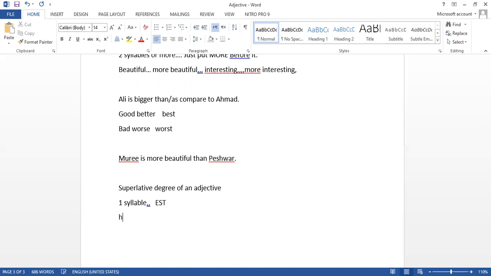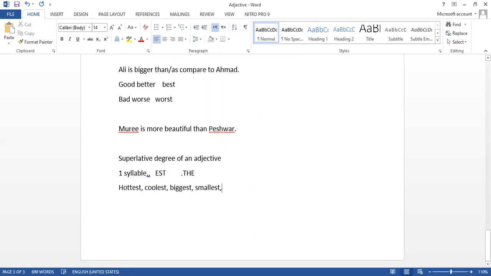For example, hot, hottest, cool, coolest, big, biggest, small, smallest. Remember, it is mandatory to use the with everyone. The hottest, the coolest, the biggest, the smallest, like this. Okay? It's necessary. The prettiest, the angriest, the happiest. If you want to tell the last limit of a person, place, or thing, remember.